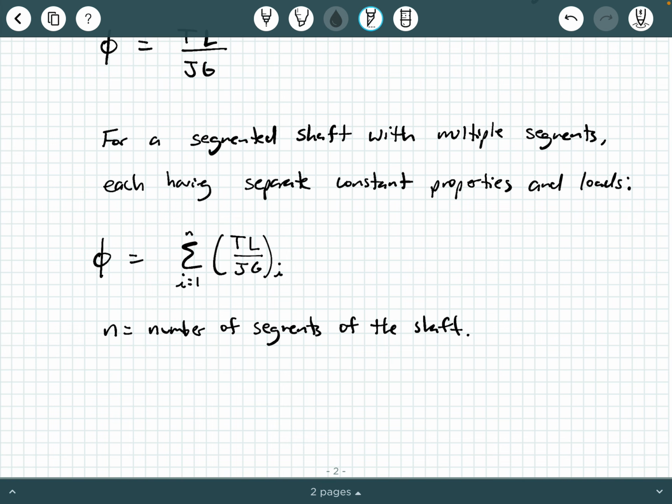So that's going to conclude this background information video on angle of twist, which is a type of torsional deformation.